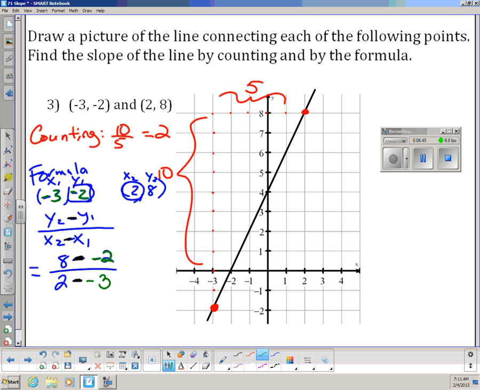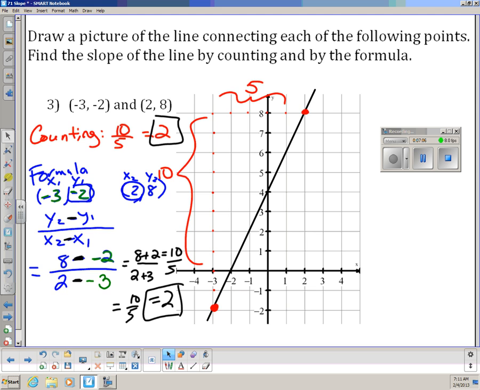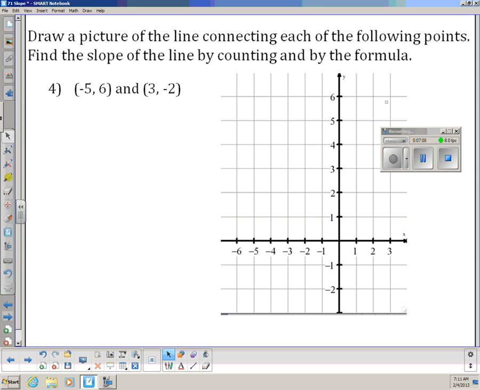So be careful there. 8 minus negative 2 becomes 8 plus 2, which is 10. 2 minus negative 3, which becomes 2 plus 3, is 5. And 10 divided by 5 is, of course, 2. So we get the same number whether we count it or whether we use the slope formula. All right, number 4, I'm actually going to use the formula first. I'm not even going to draw the line yet. I'm going to use the formula first.